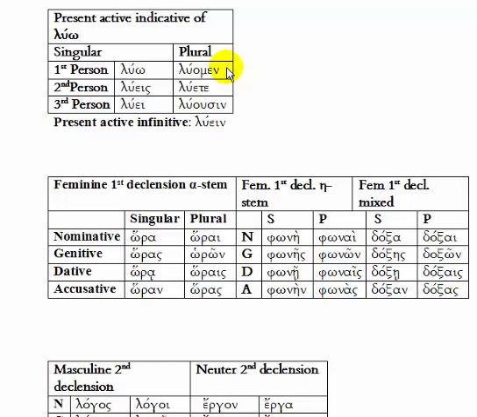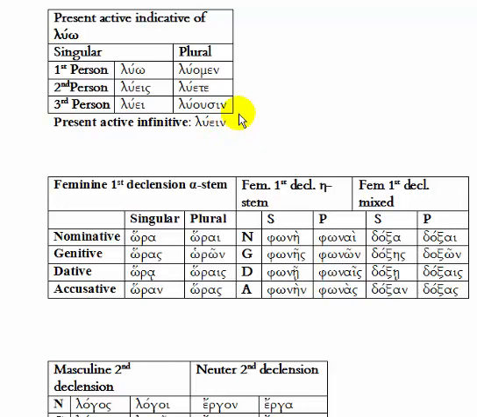So first person plural would be we. Second person plural in English is also you. We don't distinguish. The Greek does. And of course, third person plural would just be they. Okay, and then the infinitive, in the present tense, will always have this "ein" ending here. Okay, so that's again the paradigm.